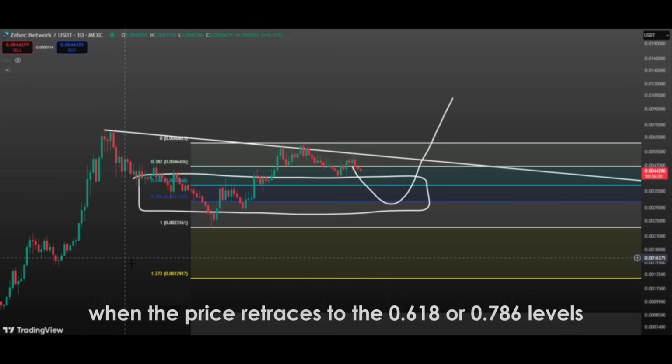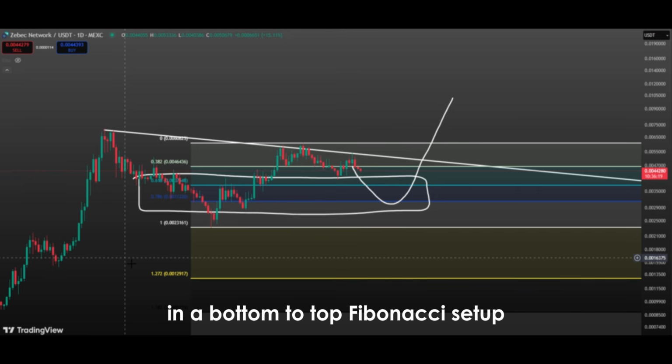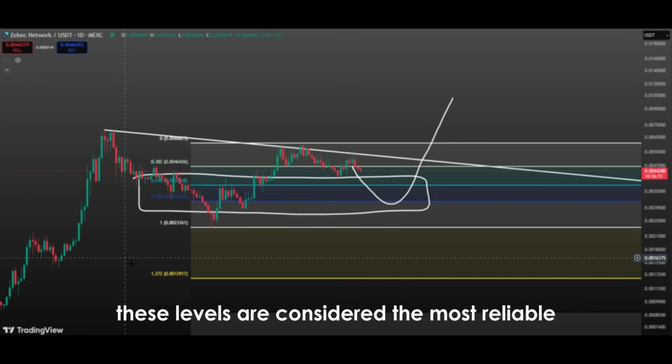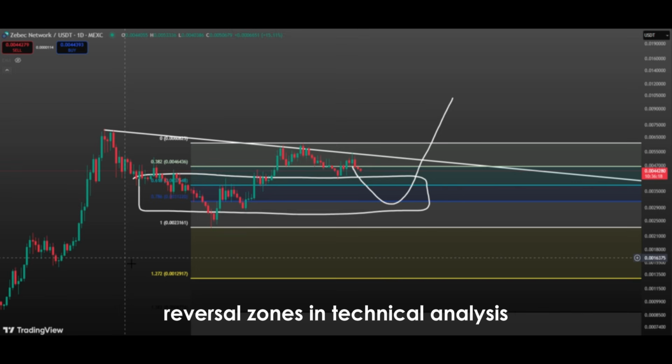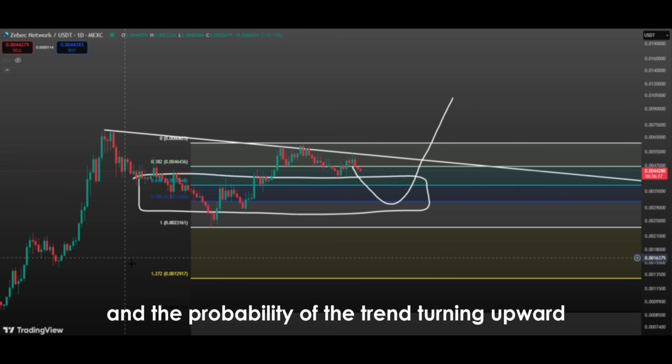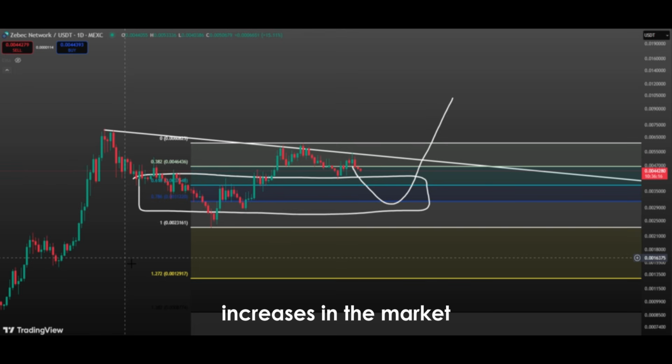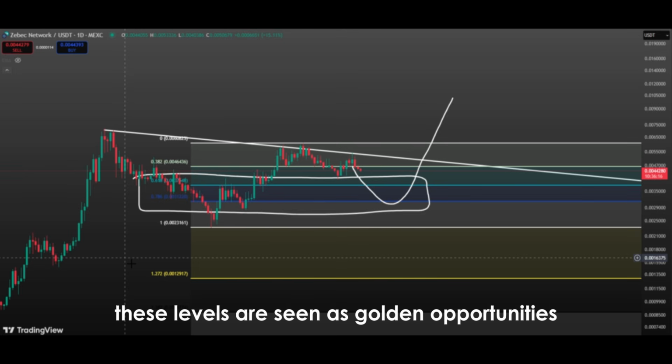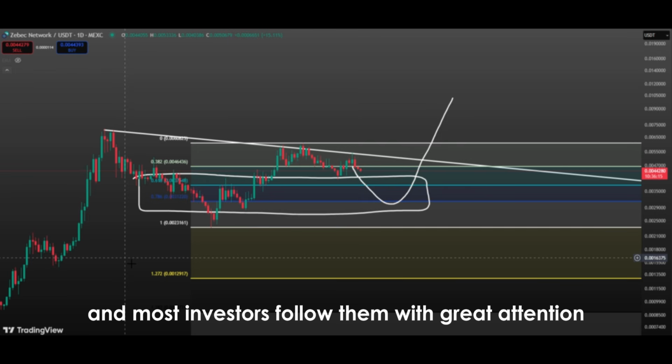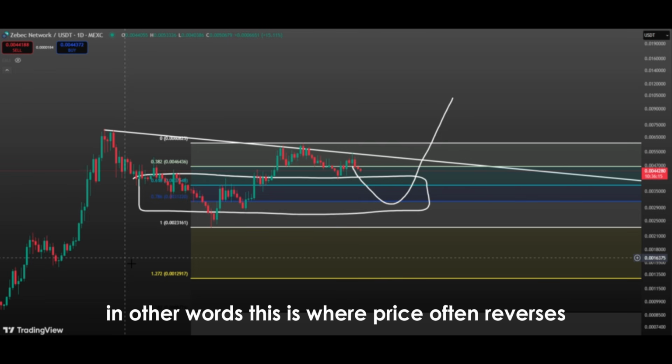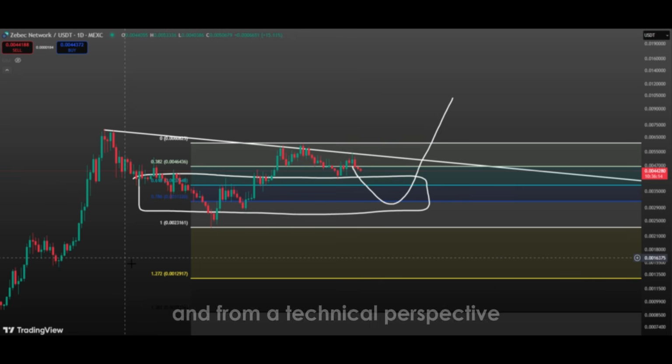In conclusion, when the price retraces to the 0.618 or 0.786 levels in a bottom-to-top Fibonacci setup, these levels are considered the most reliable reversal zones in technical analysis. Reactions from these points indicate that buyers are stepping in, sellers are losing strength, and the probability of the trend turning upward increases. In the market, these levels are seen as golden opportunities, and most investors follow them with great attention. In other words, this is where price often reverses, and from a technical perspective, moves that begin at these levels can bring strong gains to investors in the long run.